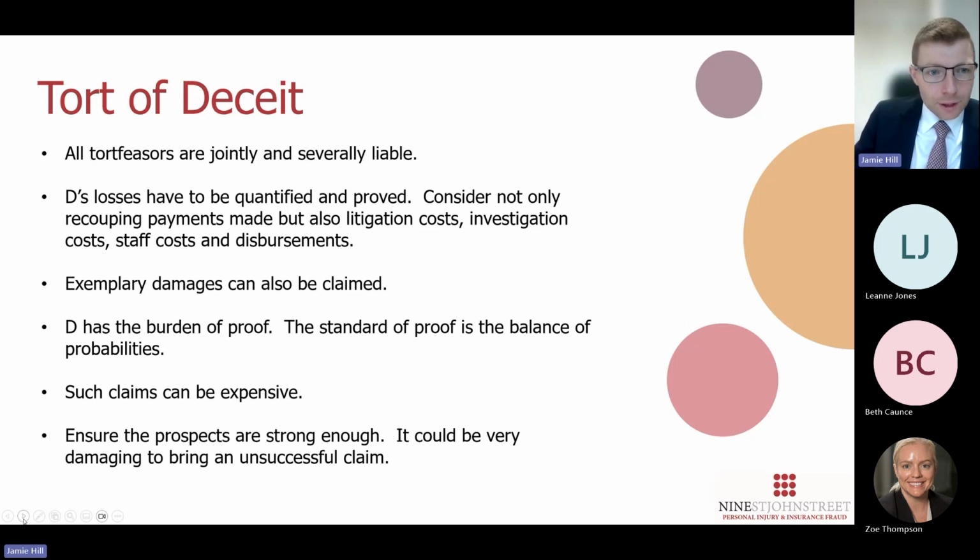As well as compensatory damages, what can also be claimed is exemplary damages. And there are examples of that where significant amounts have been awarded in the region of £10,000 or more. So again, it's worth having in mind. And if you are bringing a tort of deceit claim, there's probably little harm in claiming exemplary damages as well.